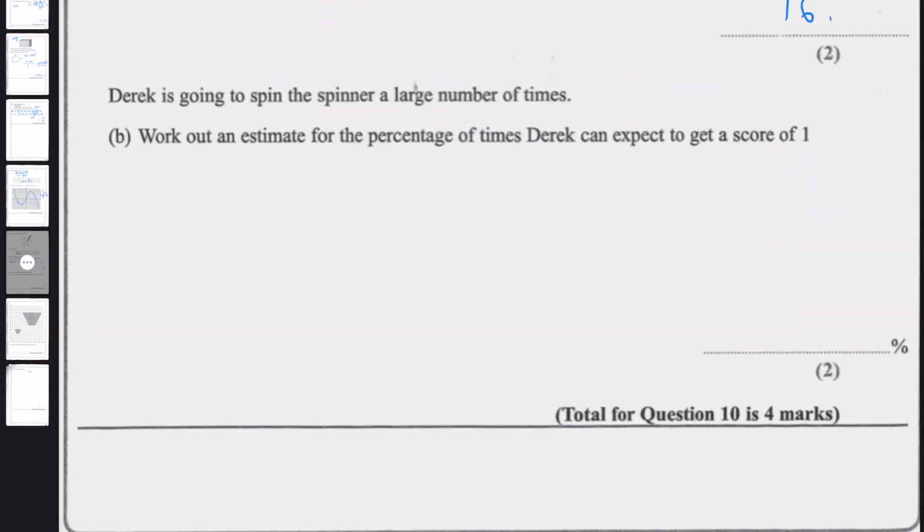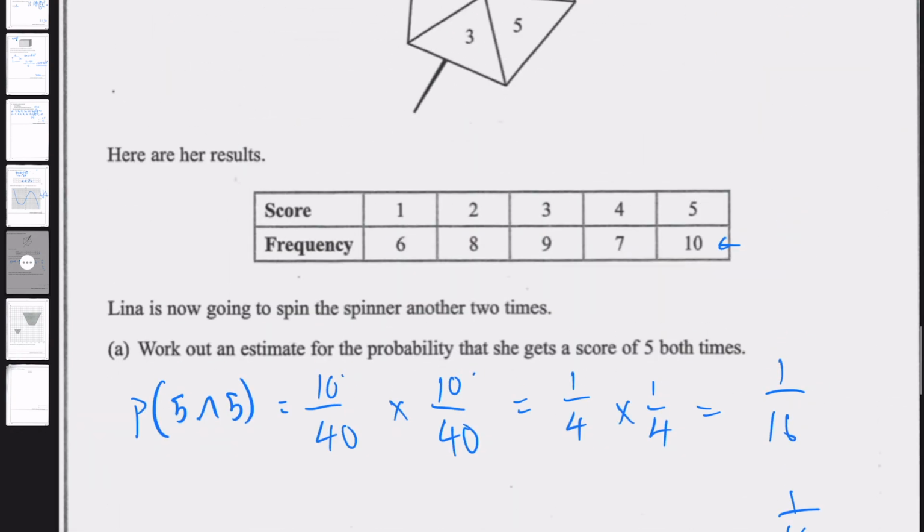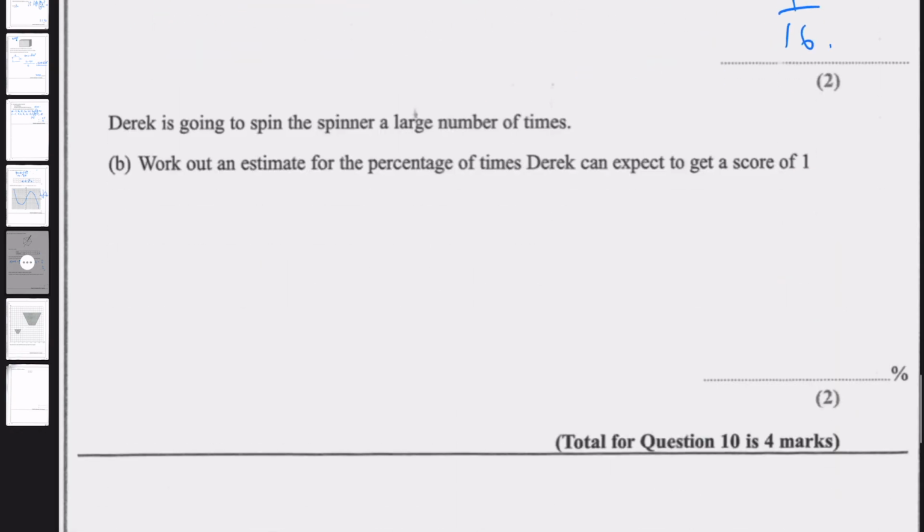Derek is going to spin the spinner a large number of times. Work out an estimate for the percentage of times that Derek can expect a score of 1. So the probability of scoring a 1 is 6 out of 40 spins. So 6 out of 40. And to get it into a percentage, you've got to get it out of 100. So whatever out of 100 is the percentage.